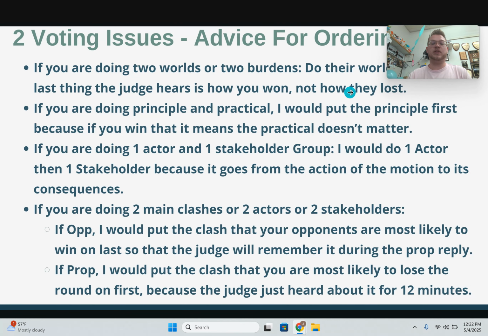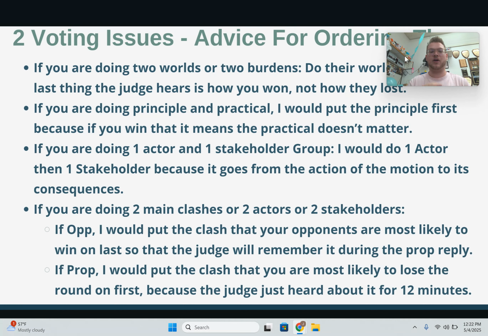Whereas if you're doing principle practical, I would always put the principle first because you're probably asking the judge to layer the principle part of the round higher than the practical. As in, if the resolution isn't justified, it doesn't matter if the effects are good. Or if the resolution is principally required of us, it doesn't matter what the consequences are. If you're doing one actor and one stakeholder group, I would put the actor first and then the stakeholder because logically it makes sense to go from the action to the reaction.